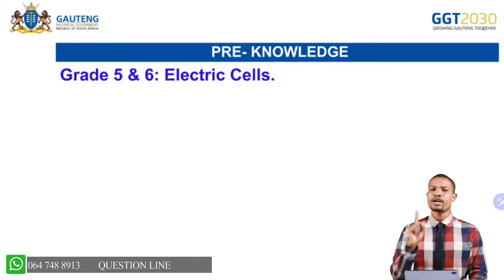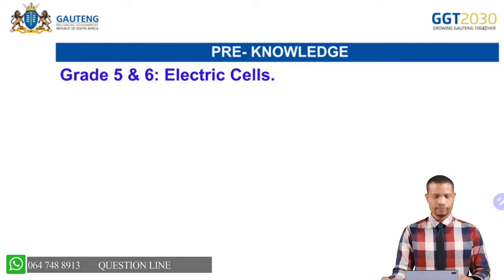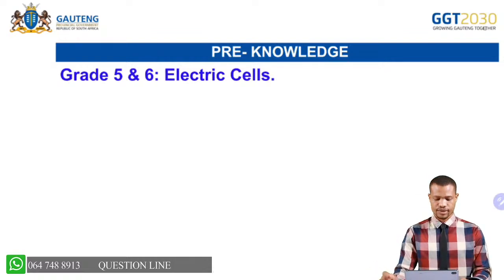So when you have one of these, you call it a cell. But when you have two or more that are connected, then it becomes a battery. In most applications for our study of electrical circuits, we normally use the AA 1.5 volt cells. That's the common one that we use.